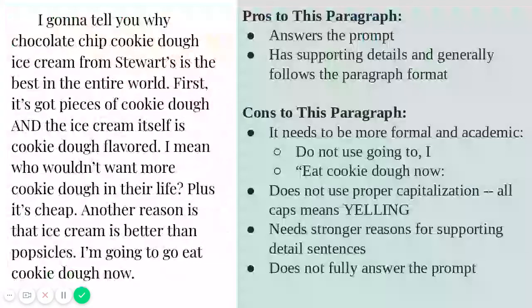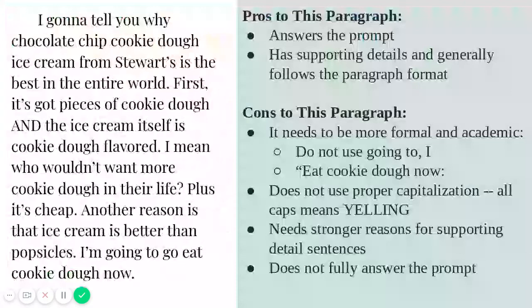I mean, come on. It doesn't use proper capitalization. If you put something in all caps, that means that you're yelling. We don't need that in our academic writing. It also needs stronger reasons for supporting detailed sentences, and it does not fully answer the prompt.